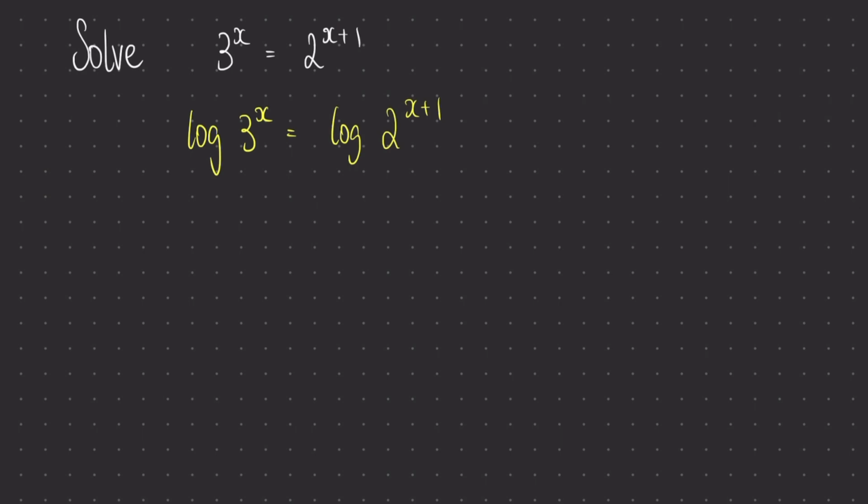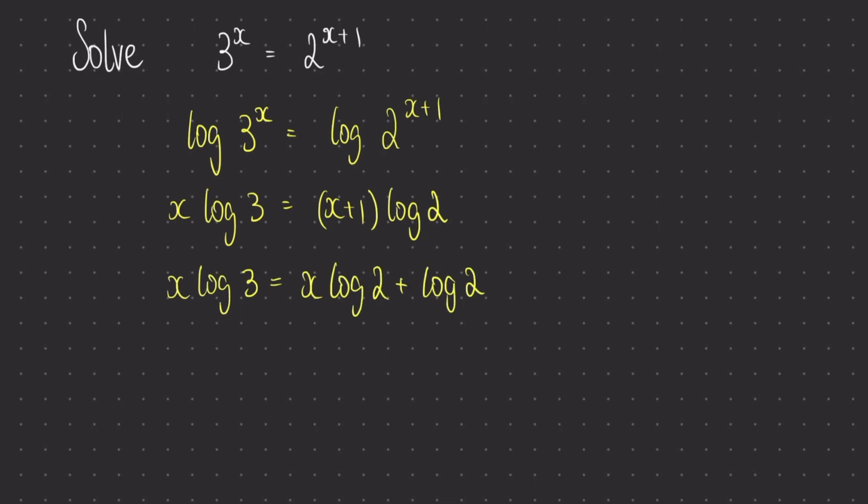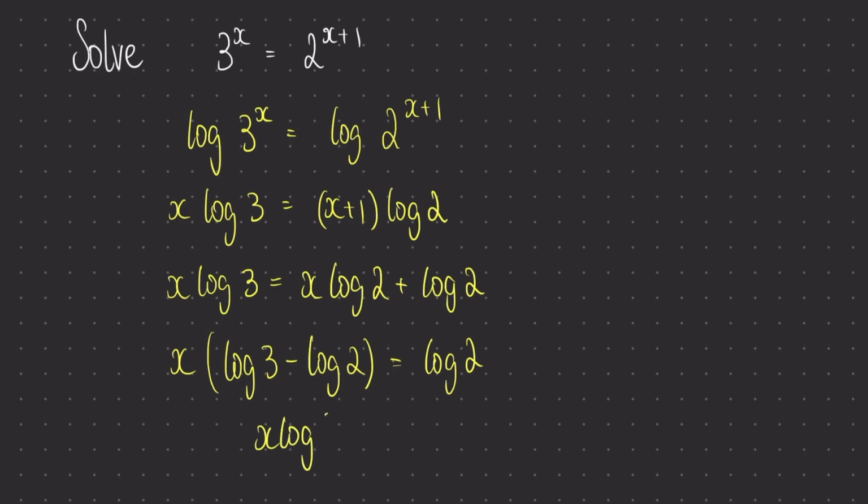Here I can use the power law for logs, bringing the x down and bringing the x plus 1 down. I can rearrange this to get the logs on one side of the equation. I'm going to expand out that right-hand side, and we can rearrange this to make x the subject of the equation. We can simplify this stage using the division law, and finally x can be written as a fraction using these two logs. Working that out as a decimal is 1.71.